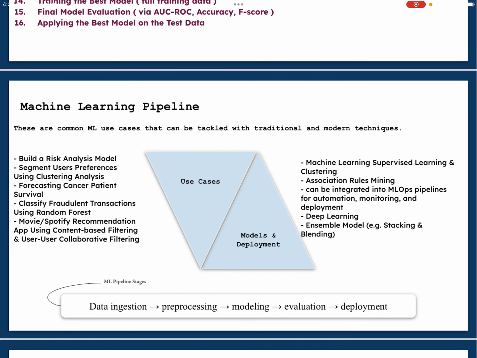Then we have machine learning pipeline use cases. These are the most common use cases that can be tackled with traditional and modern techniques. As you can see, on the left, we have the use cases. First, build a risk analysis model. We can also use an ML pipeline to segment users' preferences using clustering analysis. The third use case is forecasting cancer patient survival. The fourth use case is classifying fraudulent transactions using random forest.